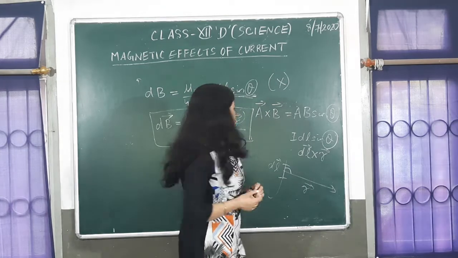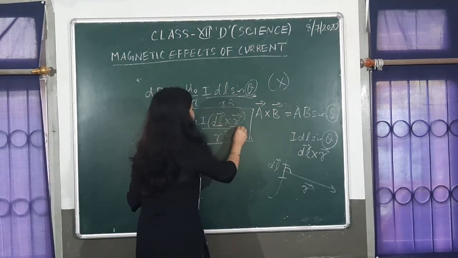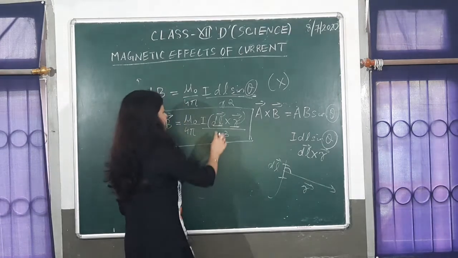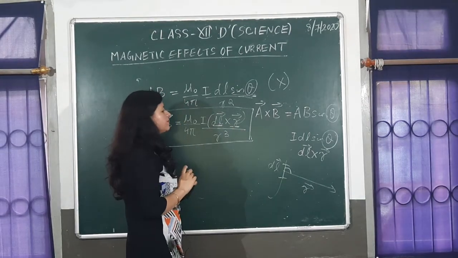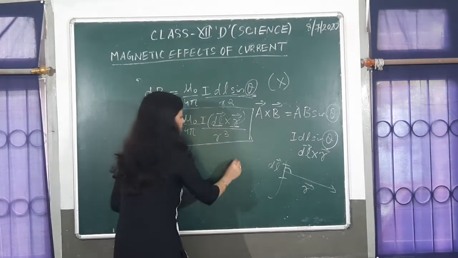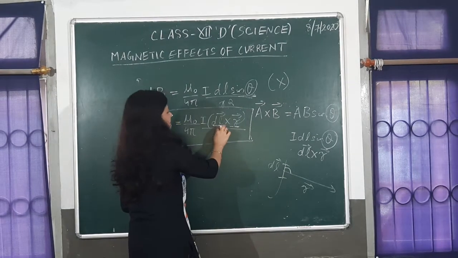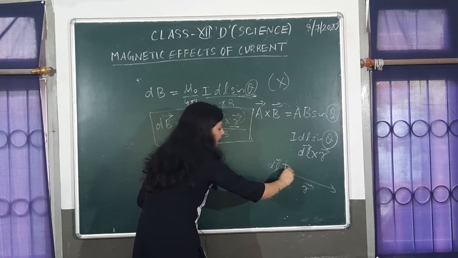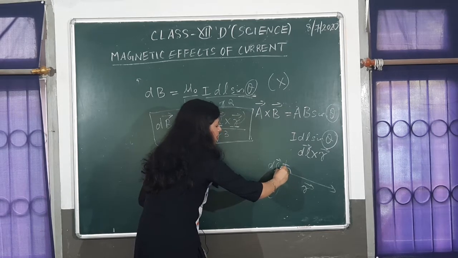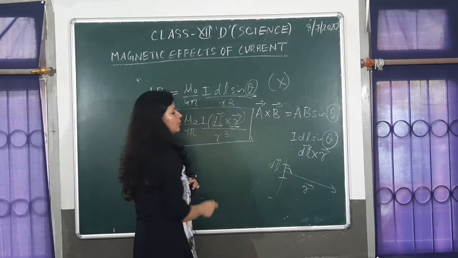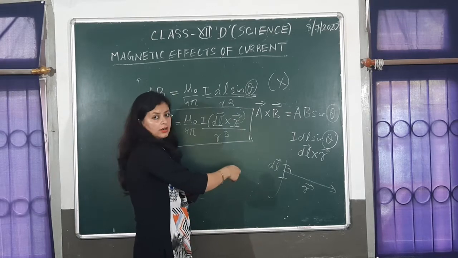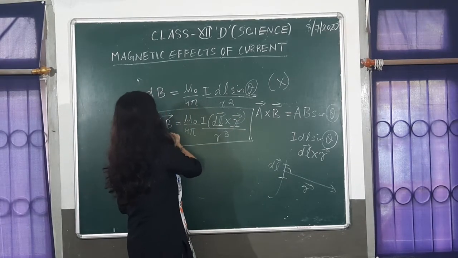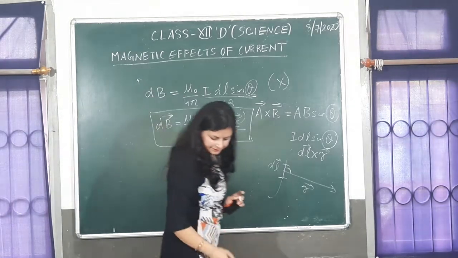How to find the direction? It will be in a direction perpendicular to the plane containing dl and r. You have to imagine a screw, okay? Since it is dl cross r, the screw has to be tightened from dl till r, and when you do so, the direction in which the screw goes, whether inside the plane of the board or paper or outside the plane of the paper, that will be the direction of dB.